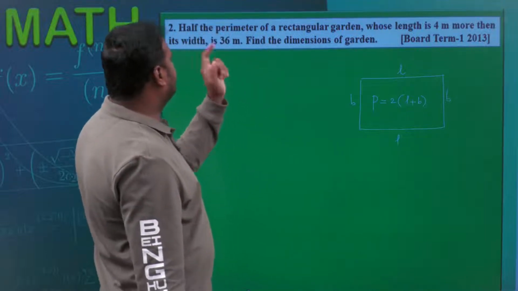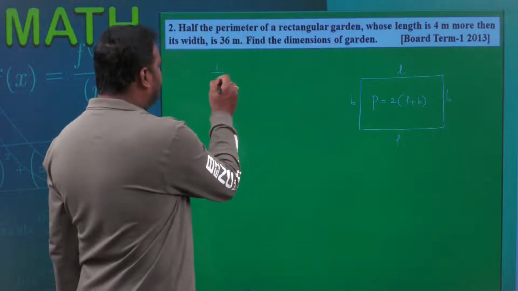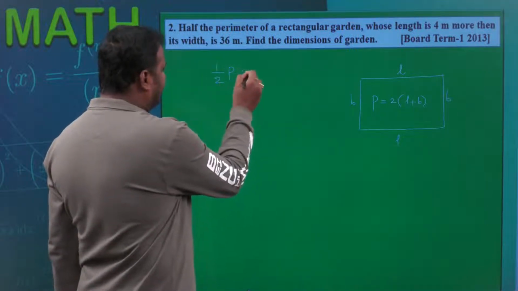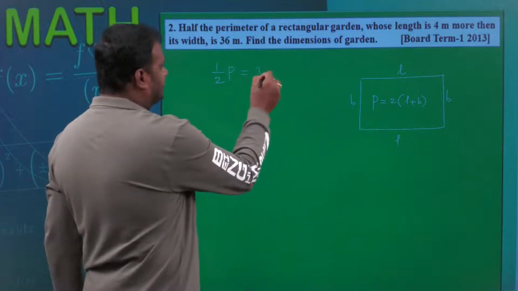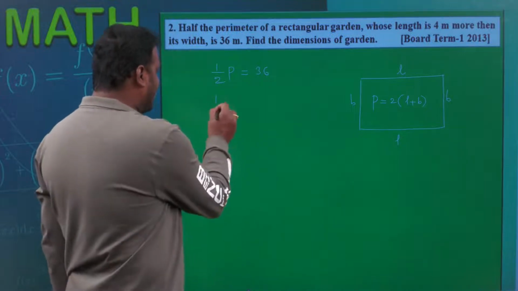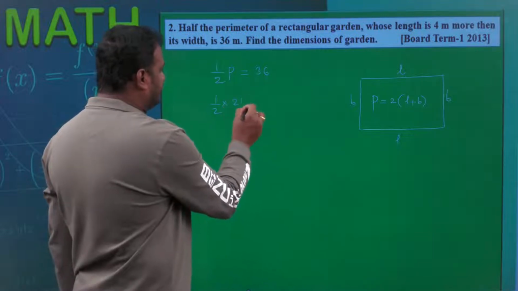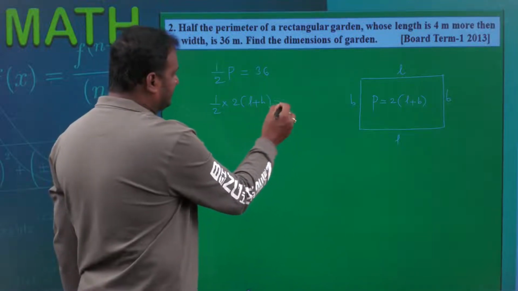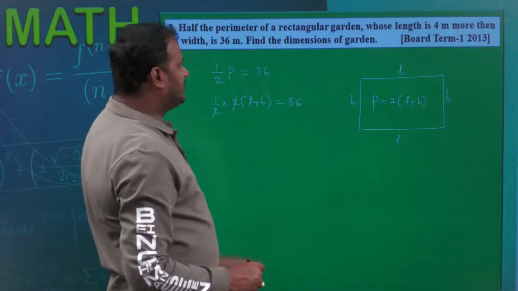Now getting into the problem, half the perimeter of the rectangular garden is 36. Correct? Half times the perimeter of the rectangle, that is 2 times (length plus breadth), is equal to 36. So can we cancel 2 and 2? Now see about length and breadth.